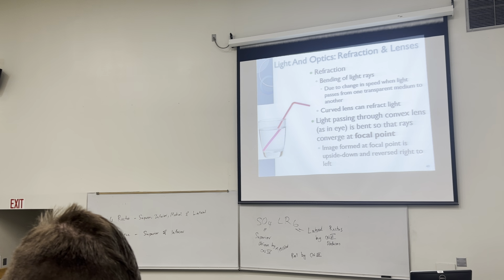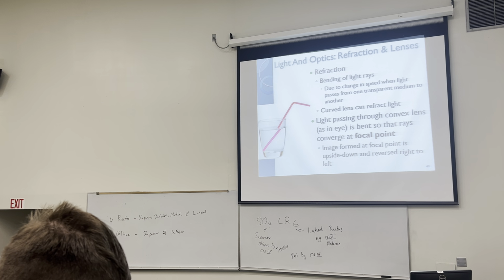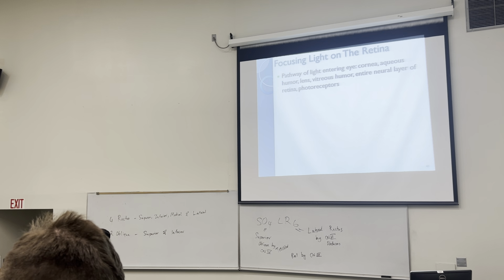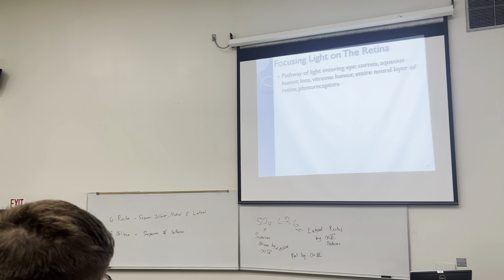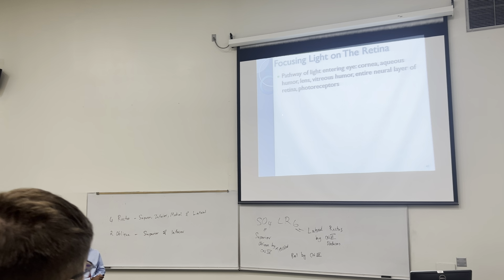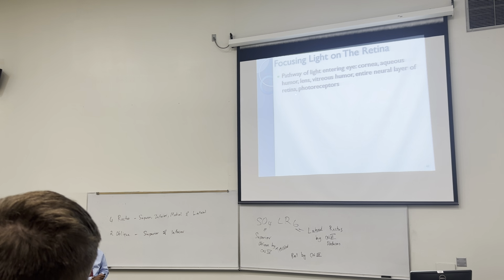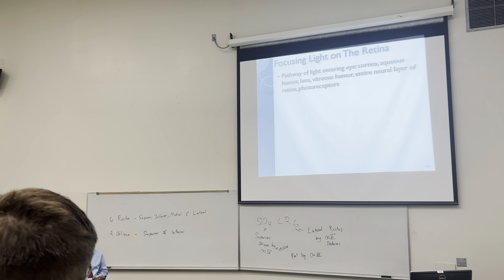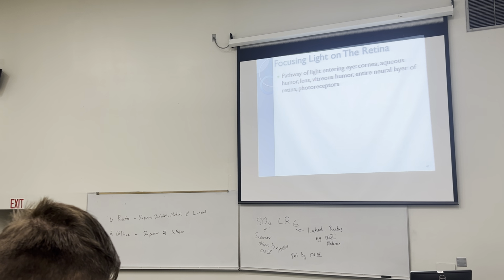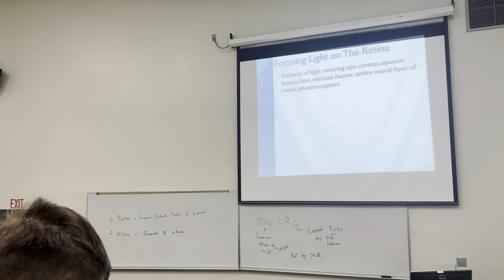So it's upside down and reversed right to left. In terms of the light passing through structures, it's going to pass through the cornea. It's passing through the aqueous humor. Where is the aqueous humor found? It's the anterior cavity. Then it passes through the lens that divides the anterior cavity and the posterior cavity. Vitreous humor is found in the posterior cavity. And then it hits the retina, the neural layer.